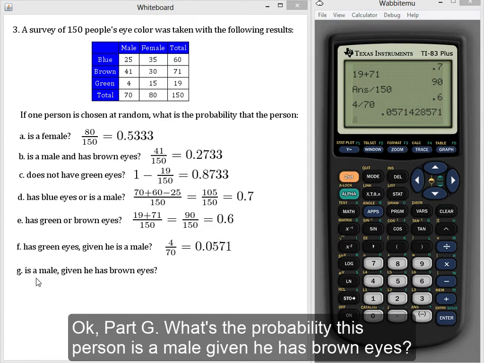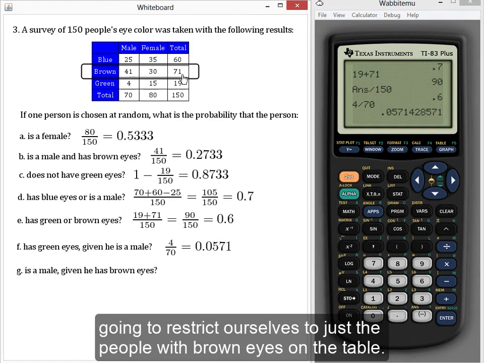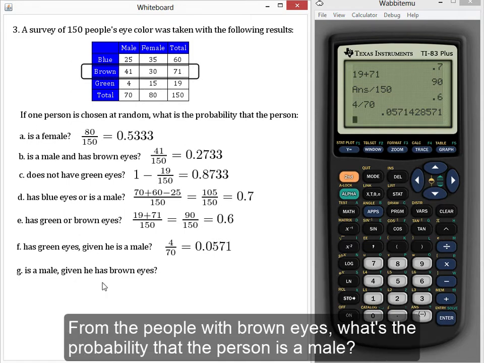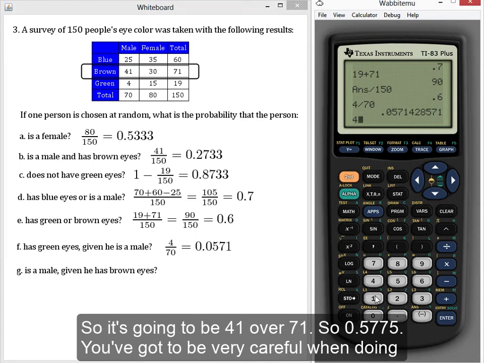Okay, part G. What's the probability this person is a male given he has brown eyes? So the difference here is now we know that the person has brown eyes, so we're going to restrict ourselves to just the people with brown eyes on the table. Now, from the people with brown eyes, what's the probability that the person is a male? Well, there's 41 males with brown eyes out of 71 people with brown eyes altogether. So it's going to be 41 over 71. So 0.5775.